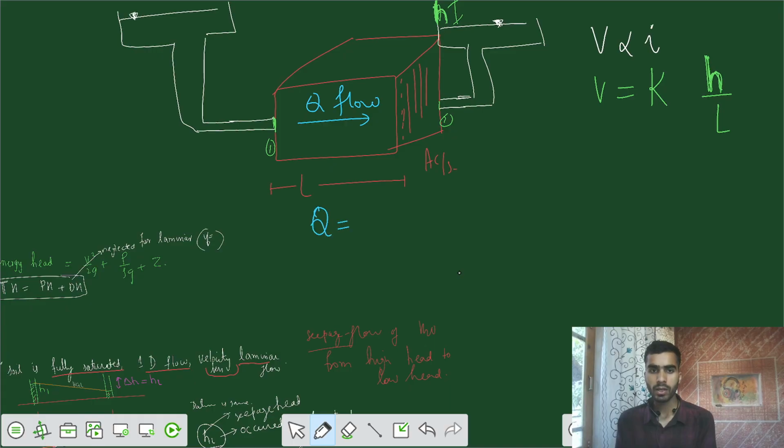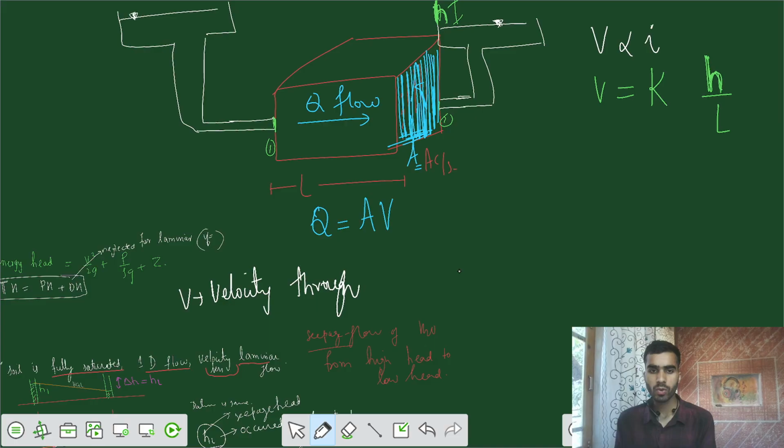That would be given by the continuity equation, Q equals area into velocity. If there is a cross section of the soil mass, this is the total area of the cross section, let's say A, and the velocity is V throughout the cross section. So your velocity V is actually the velocity of the flow throughout the cross section.